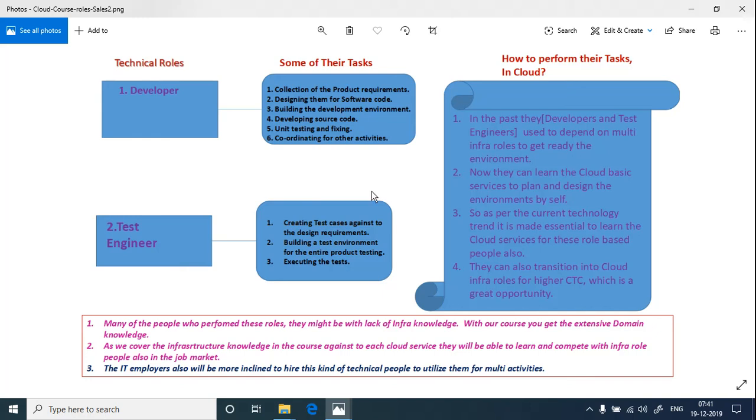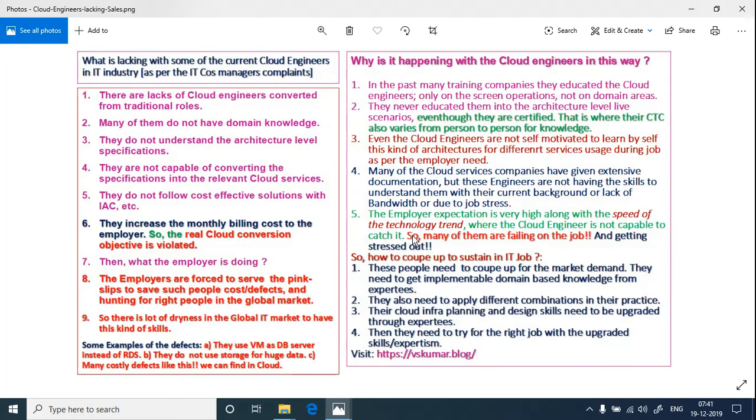Even test engineers are a little trickier than the infra guys. They keep learning technical tools for automation purposes, and they improve their knowledge in that technology also. So in such a case, do you think these guys can read thoroughly and implement solutions at this level? No, it is not possible. The employer expectation is very high, along with the speed of the technology trend.